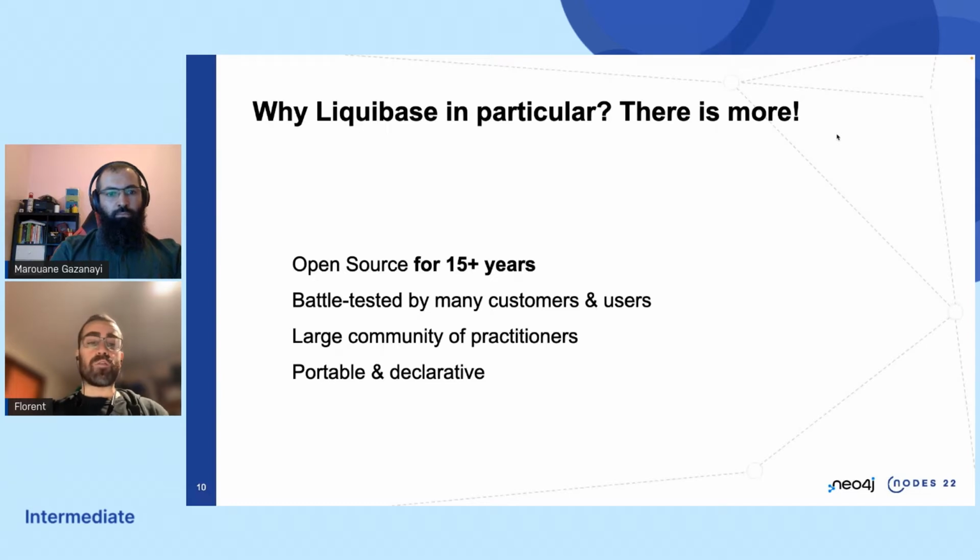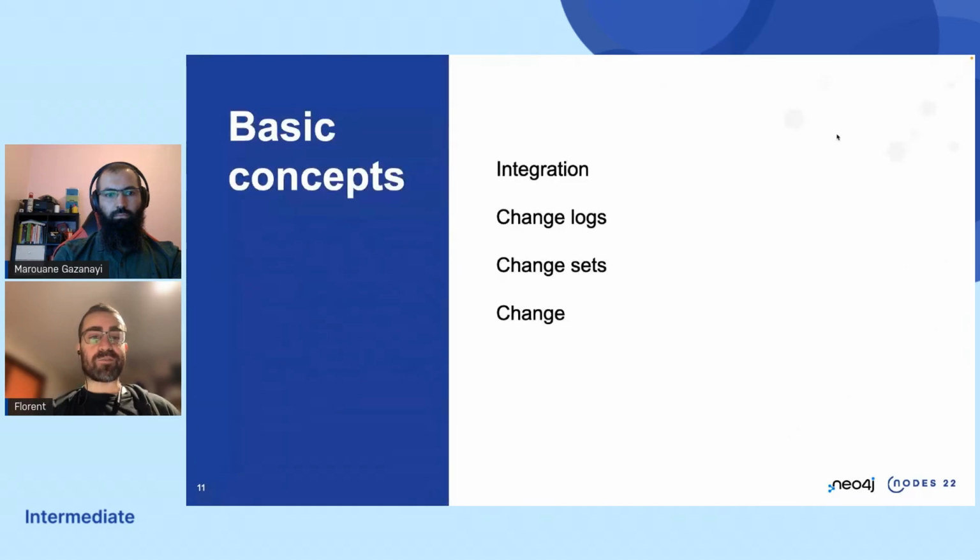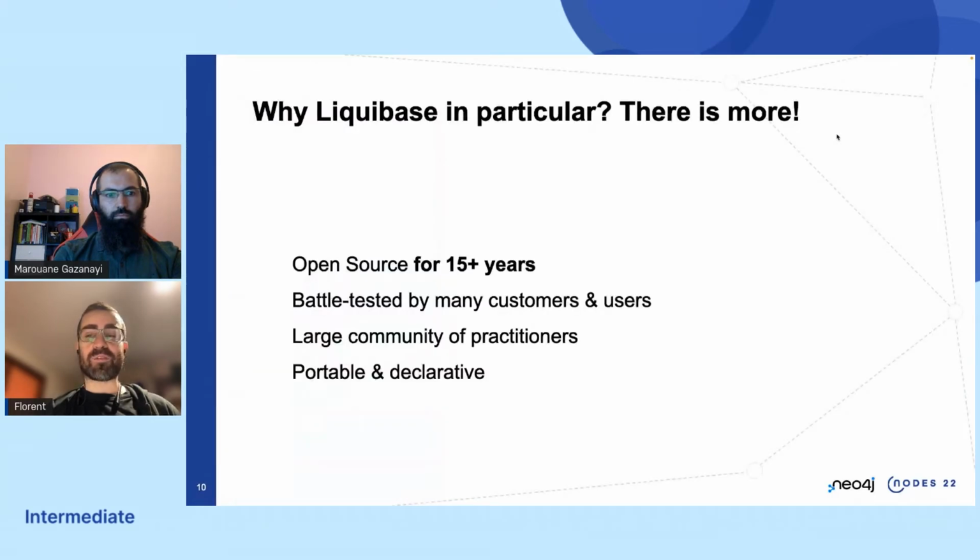And then, it's all about being declarative: declare what you want, and then Liquibase will take care of the nitty-gritty details of making it happen against your target database. Portability was also a strong point in the relational world, not that much for Neo4j, but that was a strong selling point back in the day. And with that in mind, we'll probably switch to Marouane. So let's talk a bit more concretely about the concepts of Liquibase. So Marouane, up to you.